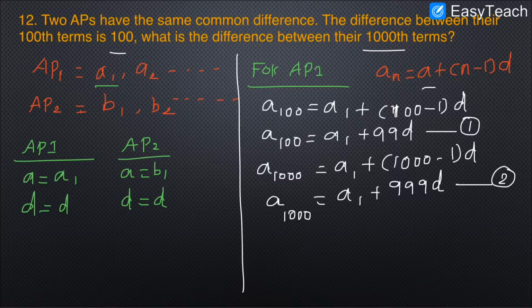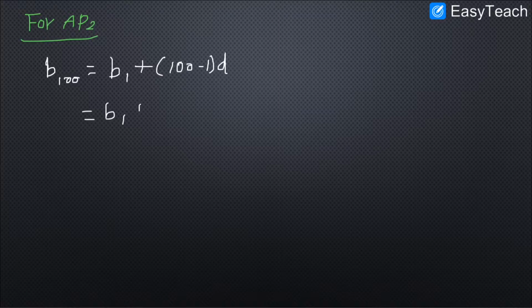Now let's find the 100th and 1000th terms for AP2. For AP2, for A we take the value B1, just to differentiate from A1. So let's substitute in the formula. The 100th term is B1, for A I take B1, plus 100 minus 1 into D. So B1 plus 99D. This is the 100th term of AP2.